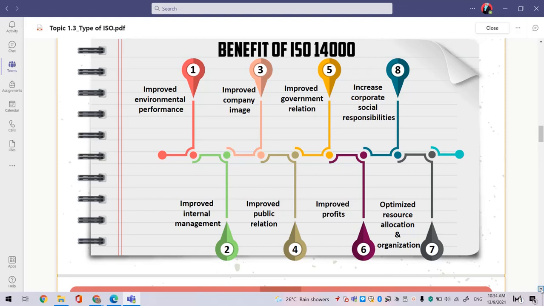What are the benefits of ISO 14000? There are about 8 benefits of ISO 14000, which are: number 1 is to improve environmental performance, number 2 is to improve internal management, number 3 is to improve company image, number 4 is to improve public relations, number 5 is to improve government relations, number 6 is to improve profit, number 7 is to optimize resource allocation and organization, and lastly, number 8 is to increase corporate social responsibility.